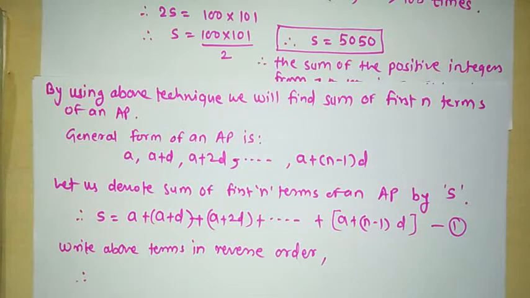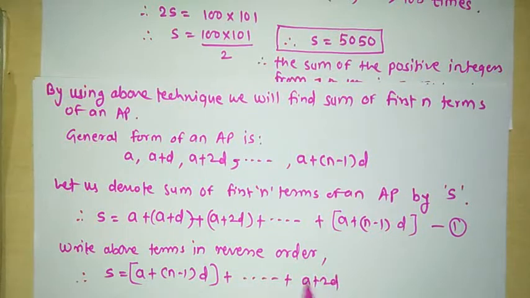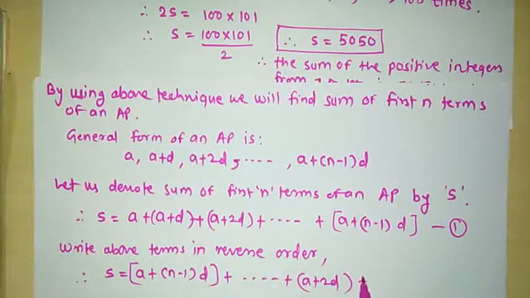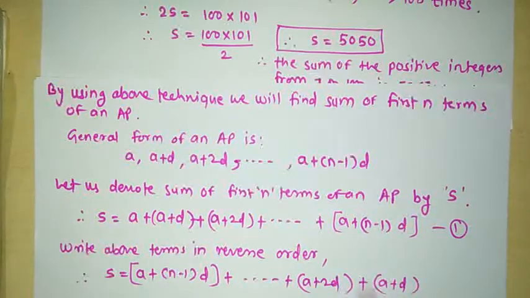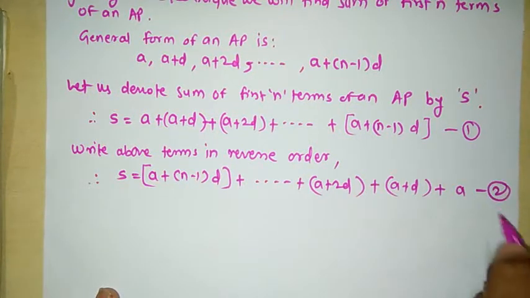Therefore, write the terms in the reverse order. S is equal to, if we write in the reverse order, the first term becomes A plus n minus 1 into D, then plus so on, A plus 2D, then A plus D, and the next term, that is the first term A, will become the last term here. Now mark it as equation number 2.